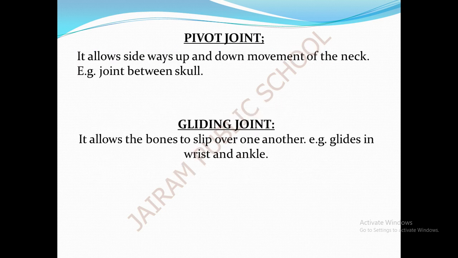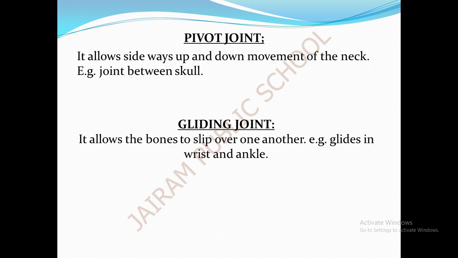The next is the pivot joint. In our body, the pivot joint is present between the skull and the first two vertebrae of the backbone. It allows the side, upward and downward movement of the neck.